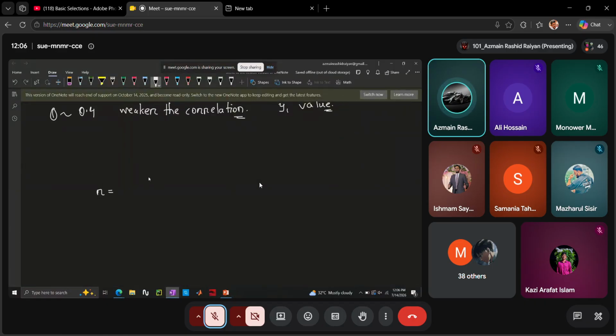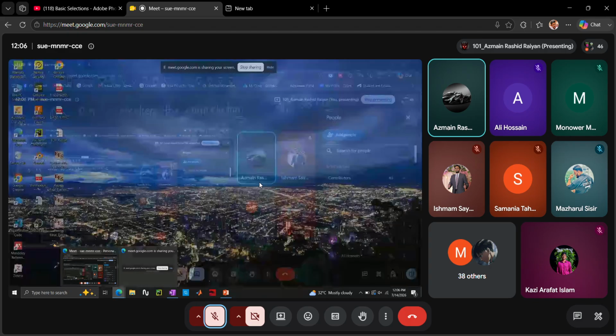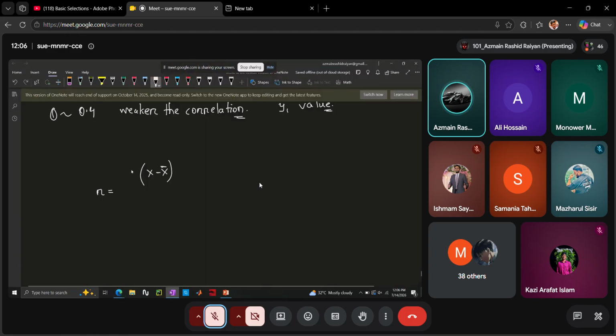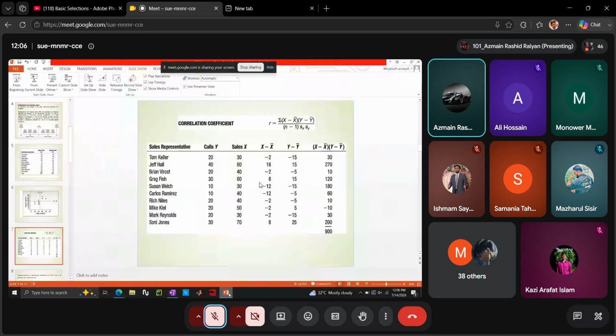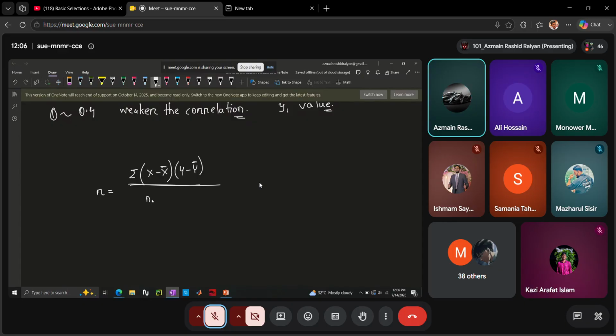R is equal to the summation of X minus X bar into Y minus Y bar divided by N minus 1 into Sx into Sy. So let's first find out what is the X value, what is the X bar value, what is the Sx value, and Sy value.